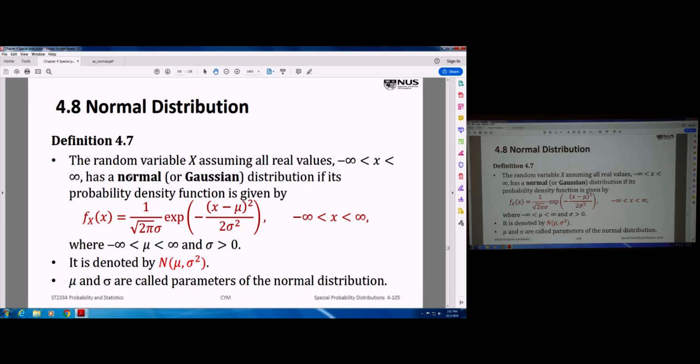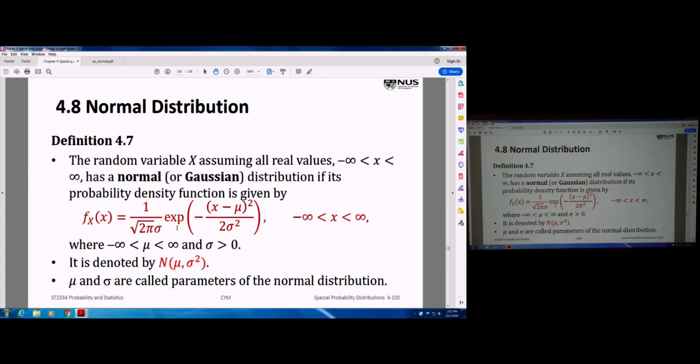A random variable has a normal or Gaussian distribution if the probability density function looks like, as you can see labeled here, f sub x of x equals 1 over sigma root 2 pi times exponential of minus 1 upon 2 sigma squared times (x minus mu) squared, for x in the real line. Mu and sigma are parameters. Mu is actually the mean, as we will see later on, and sigma is the standard deviation.